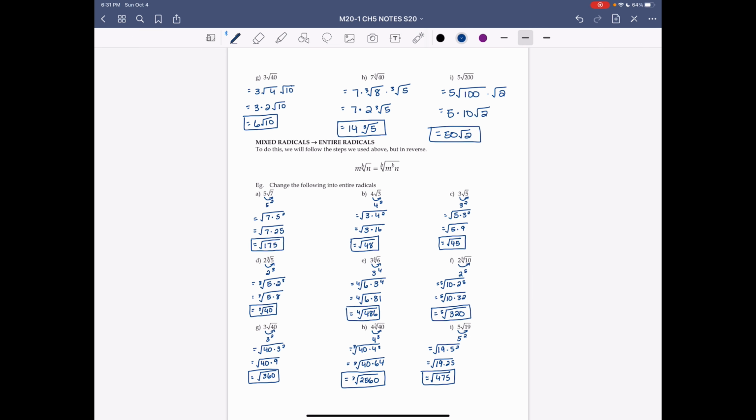That is a review of what you learned about radicals in Math 10C. You need to be able to apply these concepts to this unit in Math 20-1.